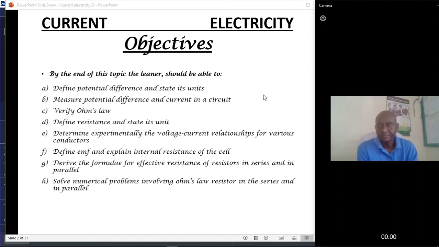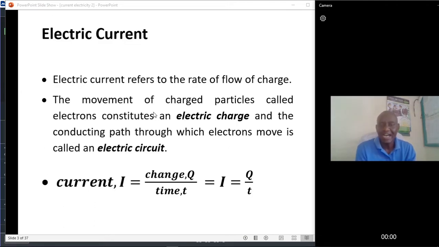But for today, we will define potential difference, and measure the potential difference and the current in a circuit, and then our next lesson will be on verifying Ohm's law, and then we proceed. Now, electric current.